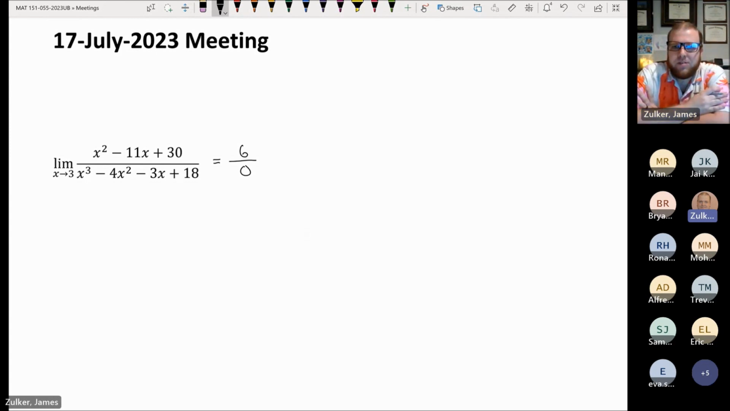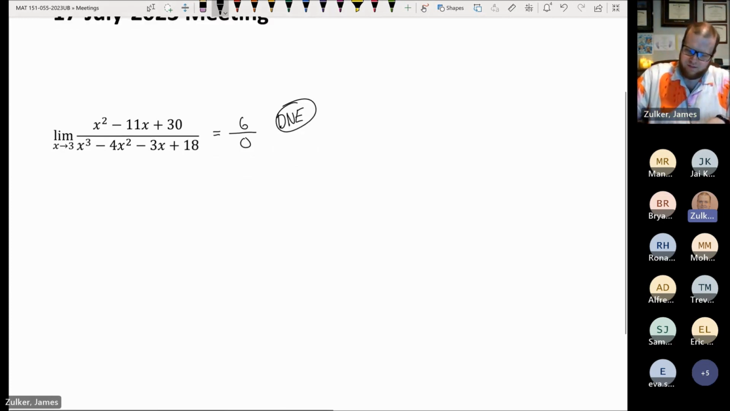This is not indeterminate. Technically speaking, this means the limit does not exist. But that doesn't really give us a lot of information. Whenever there is a 0 in the denominator, that generally means you're going to have a vertical asymptote. We want to now look at the one-sided limits. All right, so let's look at from the left.